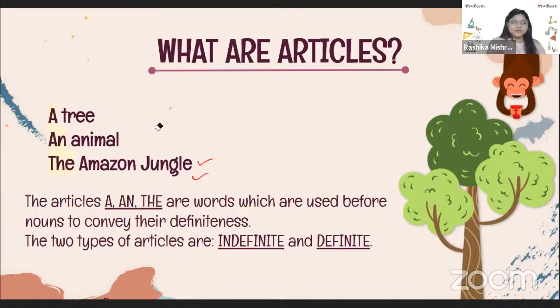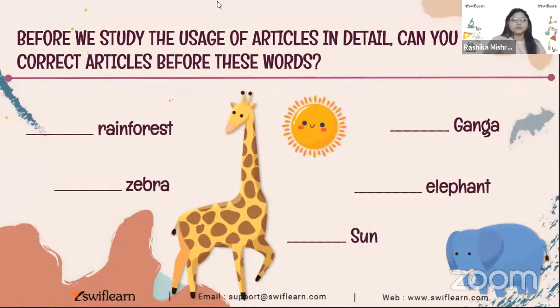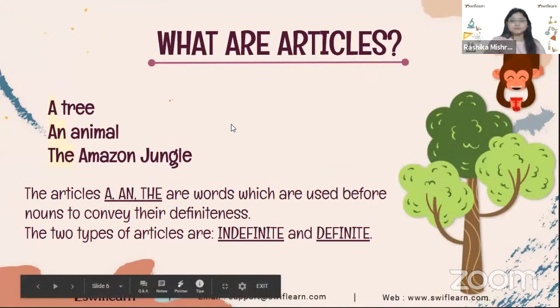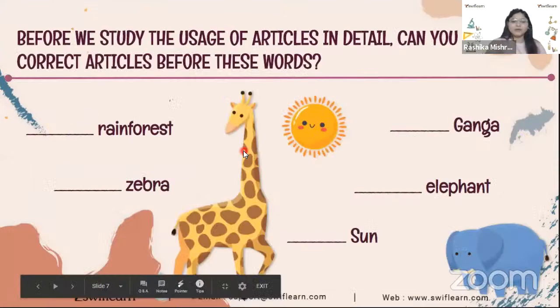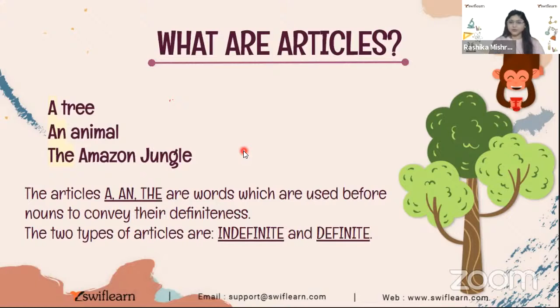Okay, so now the articles a, an, and the. The articles a, an, and the are words which are used before a noun to convey their definiteness. Definiteness means never changing. They are fixed, right? The two types of articles are indefinite and definite. As I already told you, we have two indefinite articles here, a and an. A and an are indefinite articles, and we have only one definite article, and that is the, right?